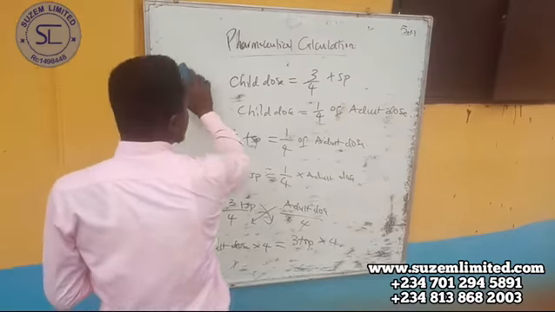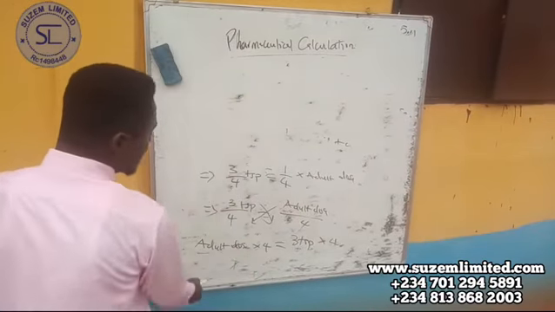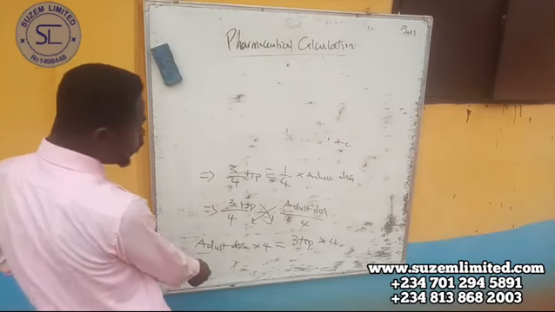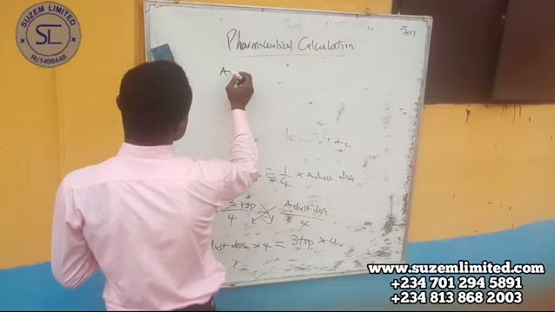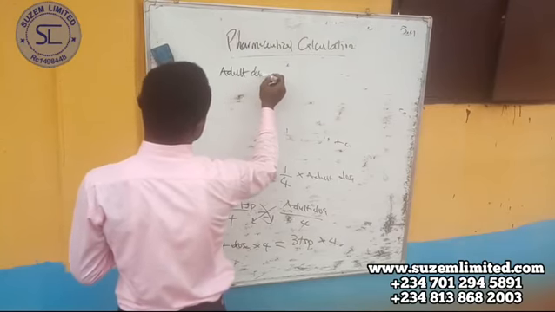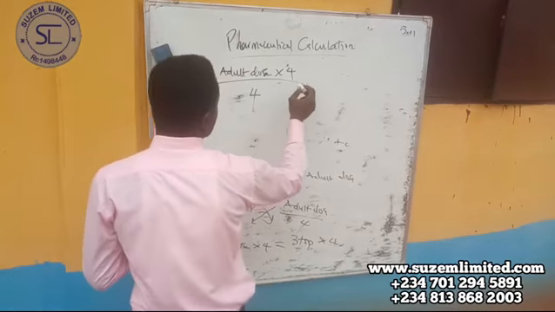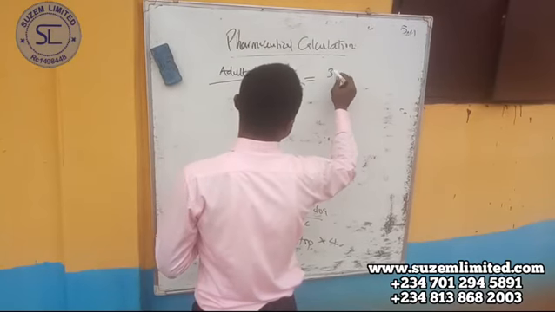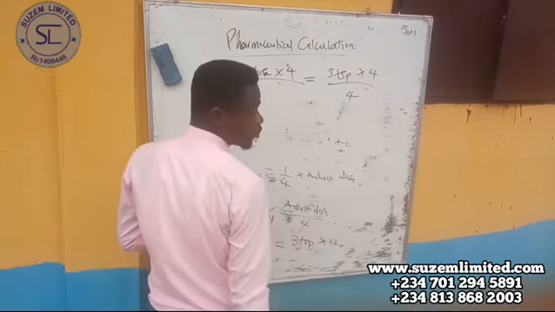Now, let me clean here. So making adult dose the subject of the formula, we would divide both sides by 4. We now have that adult dose times 4 over 4 is equal to 3 teaspoonfuls times 4 over 4. True of us? True.